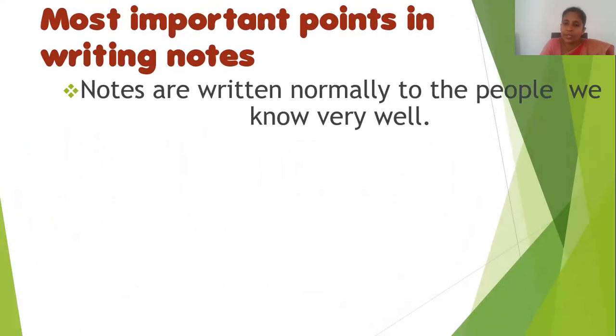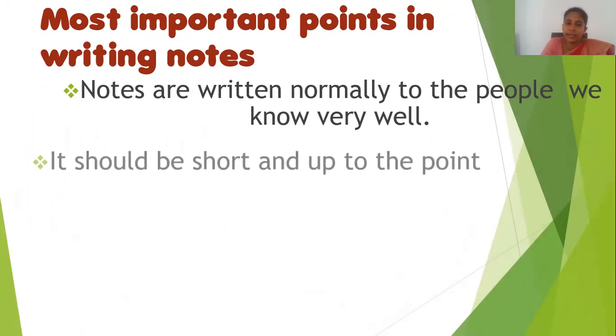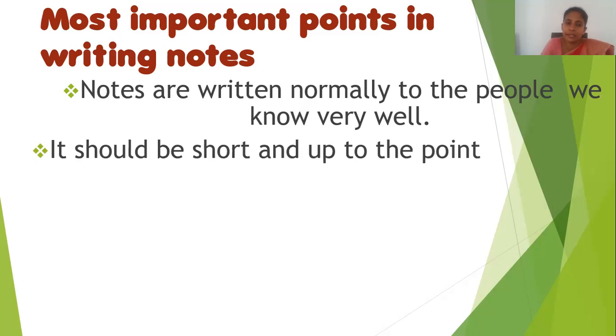Notes are written normally to the people whom we know very well. This is something that you know, I think, by now. This is a personal writing, really. You write notes to people whom you know very well. Okay? And the next point is very important for you children, because when you're writing notes, it should be short and up to the point. Up to the point means you should write the message very clearly in short sentences, without writing more and more details, right?